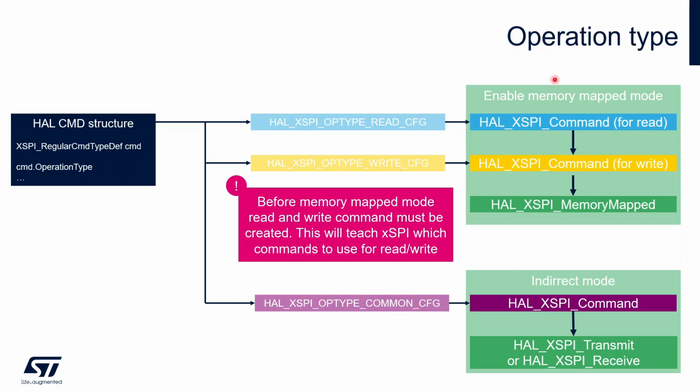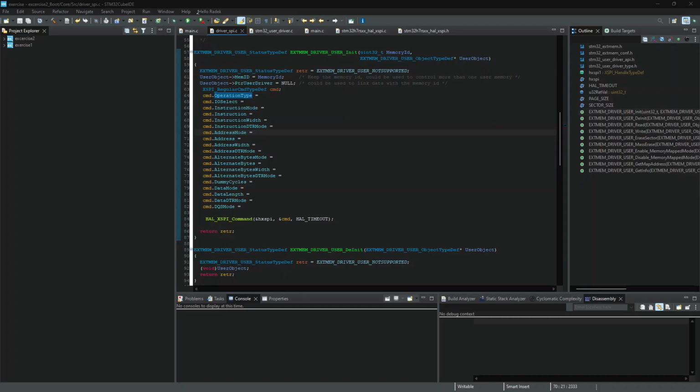And for the memory map mode, we need to send one command which will tell it how to read from the memory, and a second command telling it how to write into the memory. After that, it's possible to use the memory map mode. Now we can add the modes.